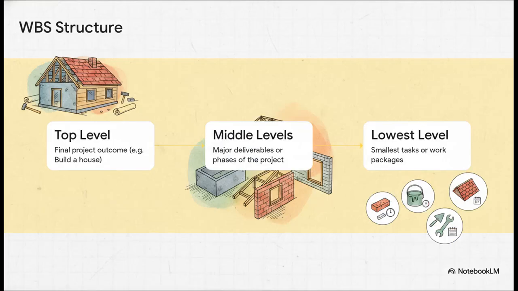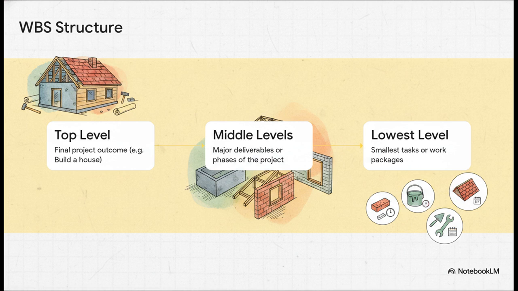And this graphic brilliantly shows exactly how we do that using a work breakdown structure, or WBS. It's a hierarchical diagram where we take that massive house at the top level, break it down into middle levels, say the foundation and roofing, and slice it all the way down into the lowest level, which we call work packages.